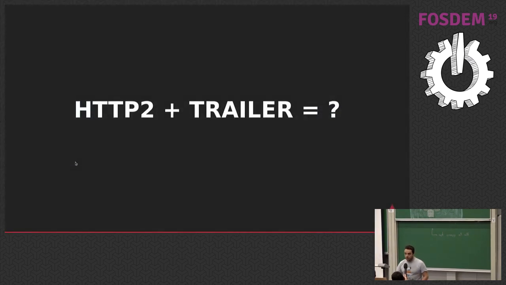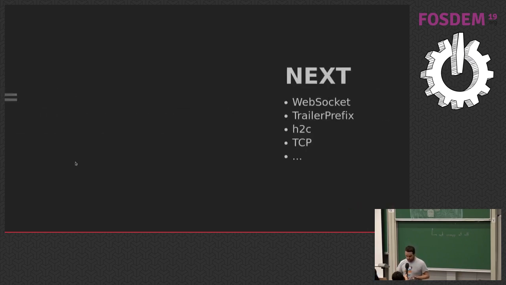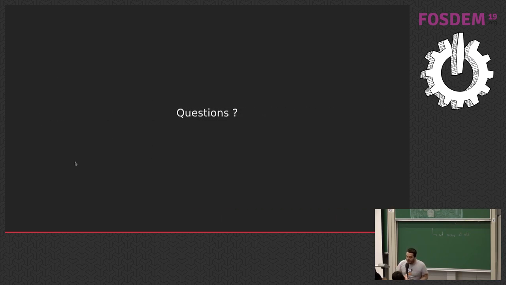And do you know what uses HTTP2 and trailers? Maybe you think you never use trailers or you never use HTTP2, but gRPC uses HTTP2 and trailers. So if you want a reverse proxy that can do gRPC, you need to implement HTTP2 and trailers. Okay. We could have lots of other things, but time is running out, so now this is the real end, and you can ask questions. Thank you.